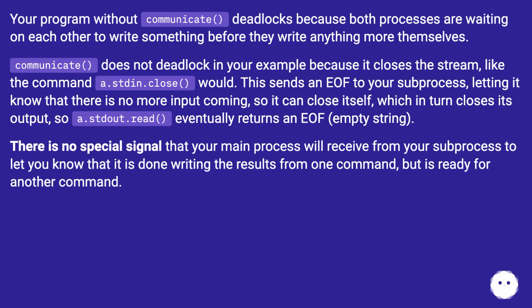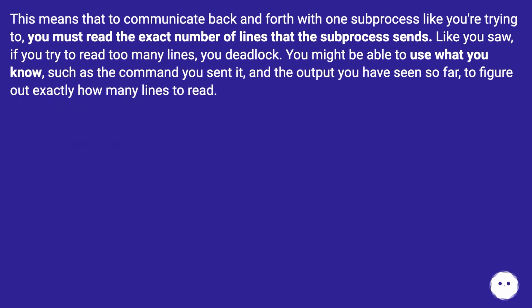There is no special signal that your main process will receive from your subprocess to let you know that it is done writing the results from one command, but is ready for another command. This means that to communicate back and forth with one subprocess like you're trying to, you must read the exact number of lines that the subprocess sends. Like you saw, if you try to read too many lines, you deadlock. You might be able to use what you know, such as the command you sent it, and the output you have seen so far, to figure out exactly how many lines to read.